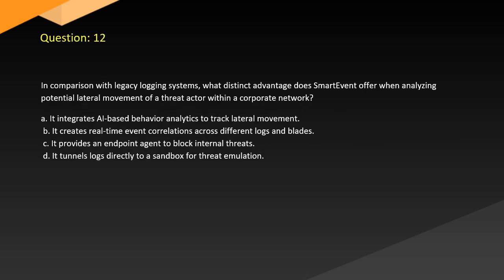Question 12. In comparison with legacy logging systems, what distinct advantage does Smart Event offer when analyzing potential lateral movement of a threat actor within a corporate network? A. It integrates AI-based behavior analytics to track lateral movement. B. It creates real-time event correlations across different logs and blades. C. It provides an endpoint agent to block internal threats. D. It tunnels logs directly to a sandbox for threat emulation.